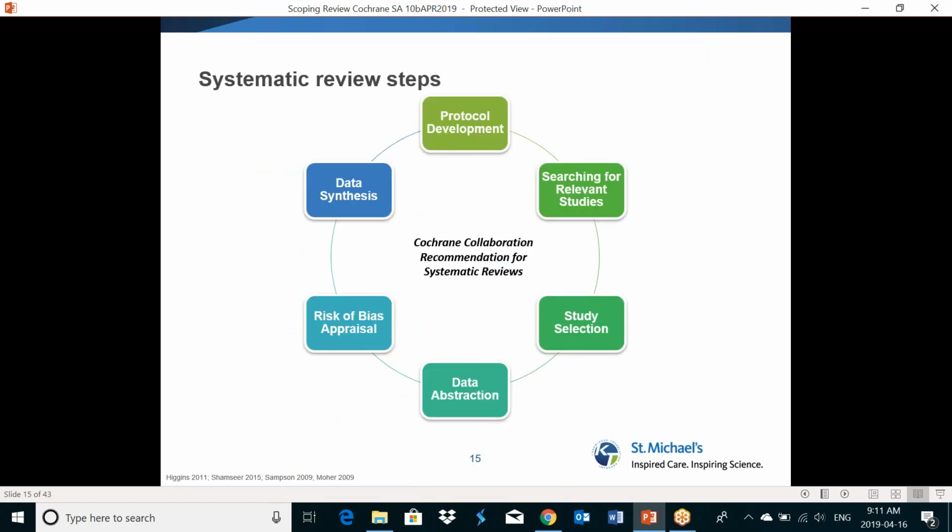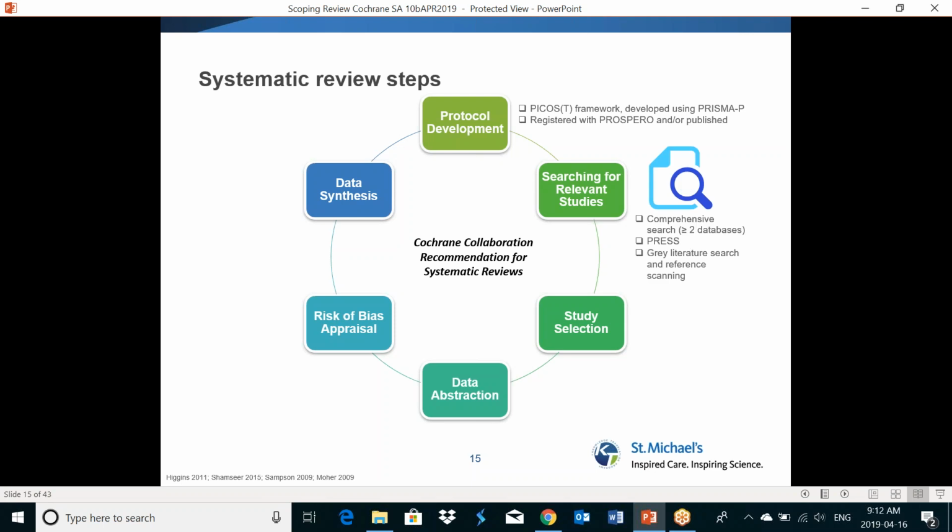So we'll all be familiar with the systematic review steps, but I just want to outline how these may differ slightly for scoping reviews. So we start with our protocol, and we want to use the Preferred Reporting Items for Systematic Reviews and Meta-Analysis for Protocols. We want to register it, whether it's with the Cochrane Library, whether it's with Prospero, whether you want to use the Open Science Framework, and you may publish your protocol if you wish.